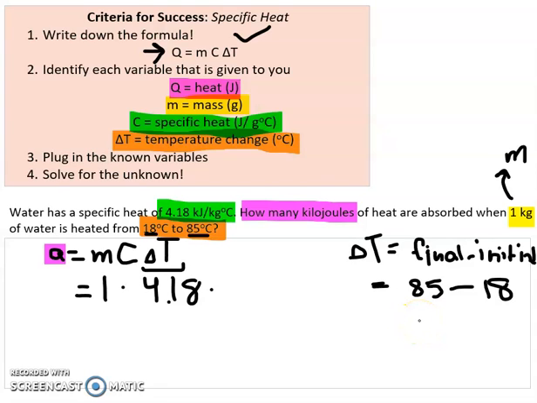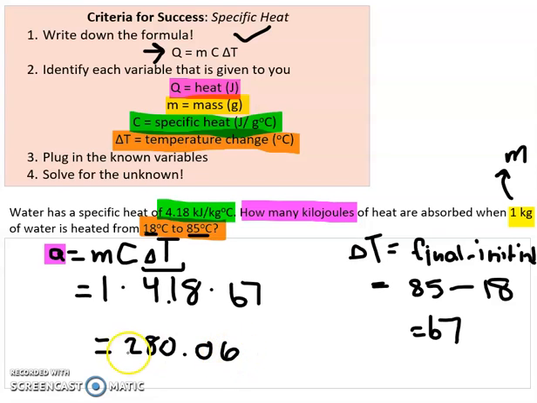Let me pull out my calculator. 85 minus 18 is equal to 67. And it is degrees Celsius. I'm not going to worry about units in this equation until the very end. So times my change in temperature, delta T, is 67. All right, and now all I have left to do is multiply my numbers. So 1 times 4.18 is 4.18 times 67 is equal to 280.06. They didn't tell me to round to anything, so I'm just going to leave my answer as this.